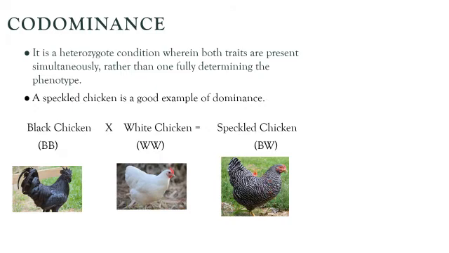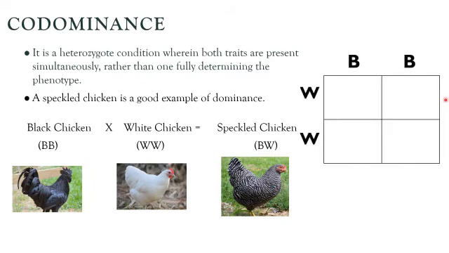What happens is that both the traits of the parents are observed on the offspring. So in this speckled chicken, it has white and black color feathers. Okay, so that's what we call codominance. There's no combination, but those traits from the parents are observed and seen in the offspring.